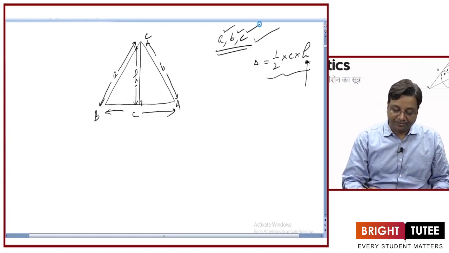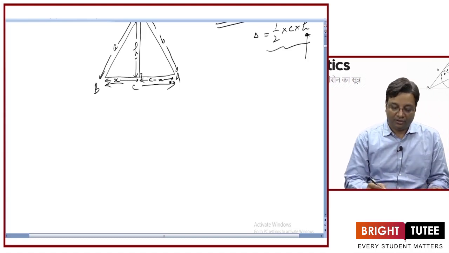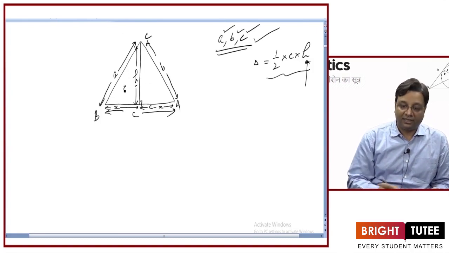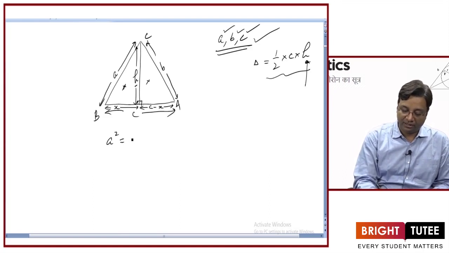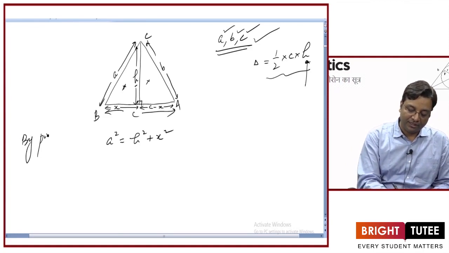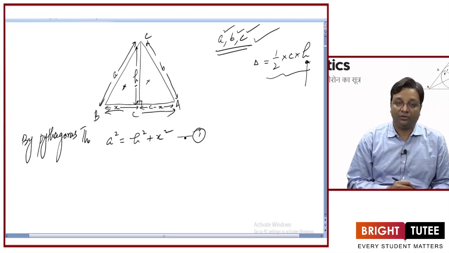Now let us see. Let us take this portion or this segment as x. So what will be this segment? This will be c minus x. Okay. Now this is a right angle triangle, this is another right angle triangle. So in this triangle, what I can say, a square is equal to h square plus x square by Pythagoras theorem. a square is equal to h square plus x square, right?